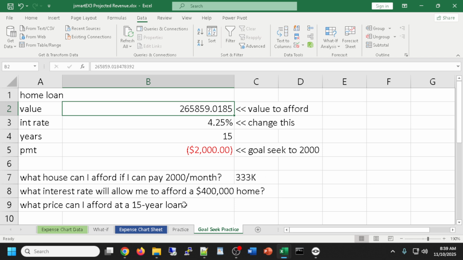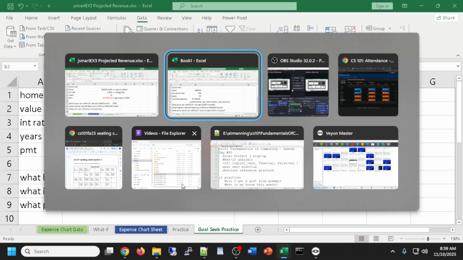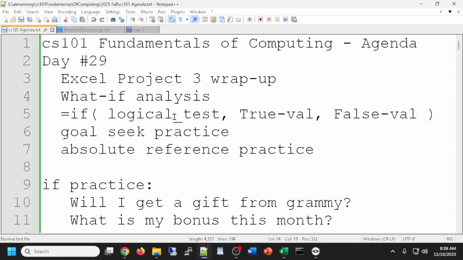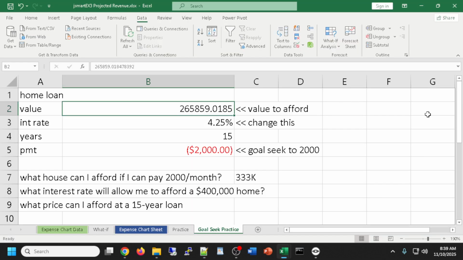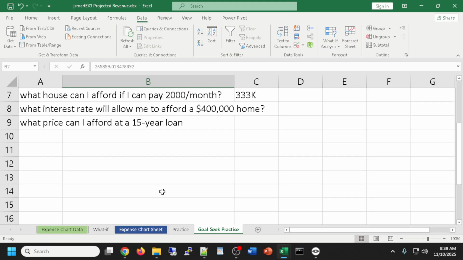Now, a little practice, as I promised, with the if formula. We're going to do the if formula practice now. Okay? So we'll keep that on the same page, I guess. If formula.